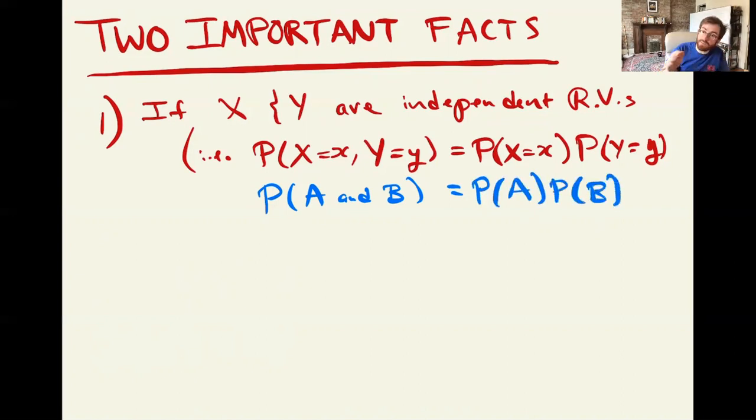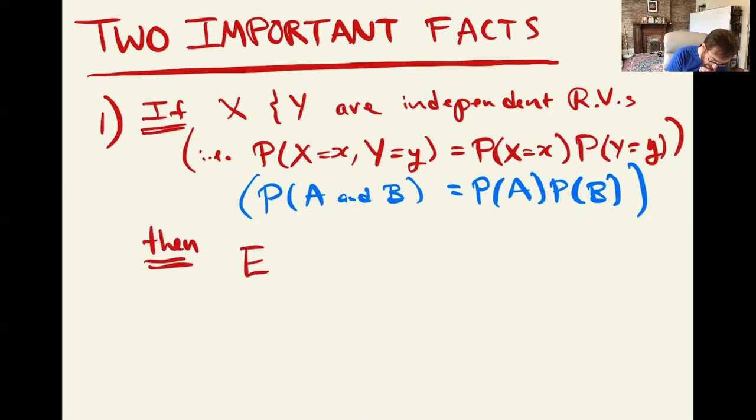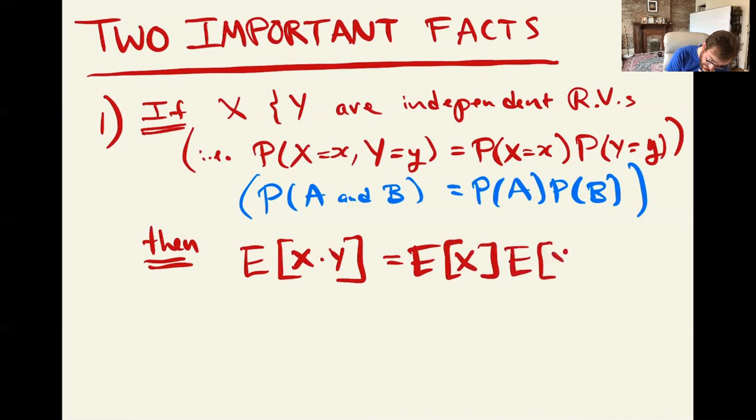And again, this is an assumption, and it requires that it's not something that's true all the time. It's something that we need to check or be told that it's true. So if X and Y are independent random variables, then the expectation of X times Y ends up equaling the expectation of X times the expectation of Y.